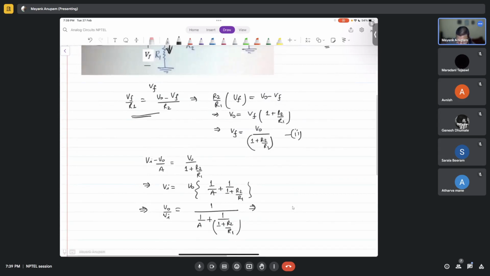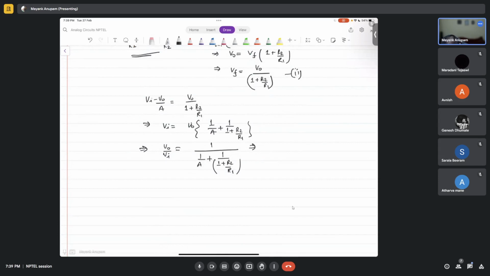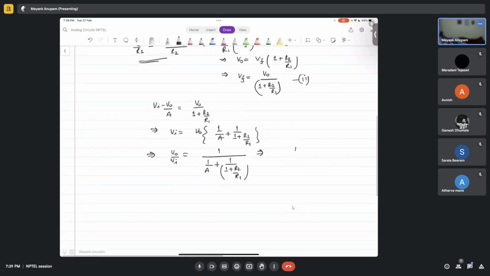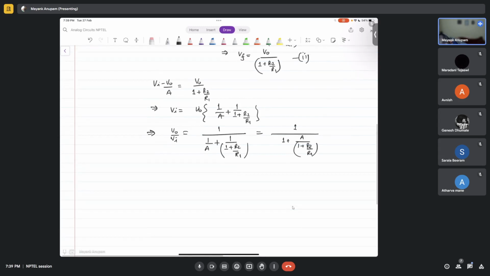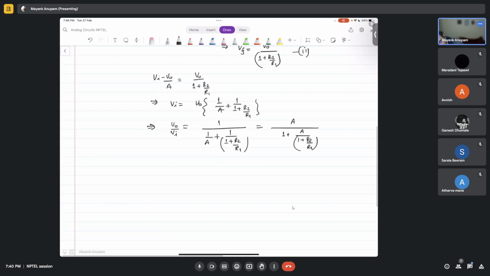did I make a mistake somewhere? It doesn't look like it. So it will be 1 plus A by 1 plus R2 over R1, and this will be A on the top here. Yes. So this is your overall.